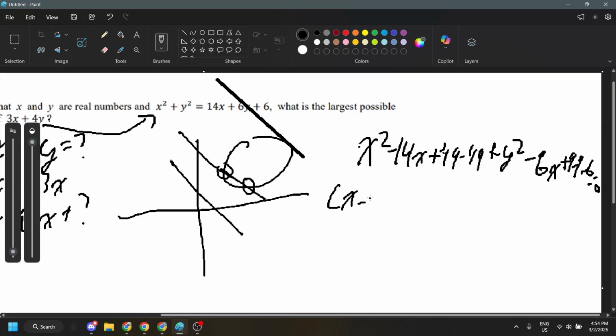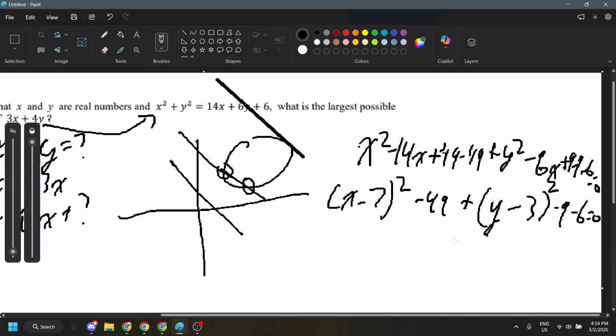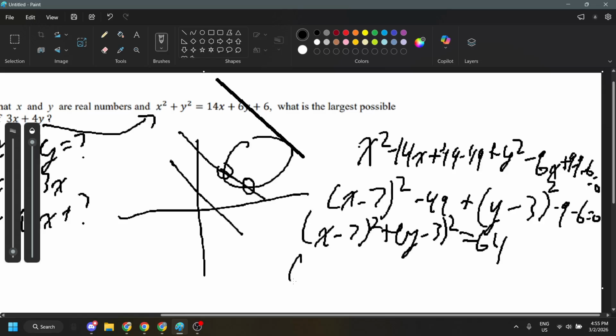So if we have (x minus 7) squared minus 49 plus (y minus 3) squared minus 9 minus 6 equal to 0, then (x minus 7) squared plus (y minus 3) squared. Then negative 49 minus 9 is negative 58, minus 6 is negative 64, so it's going to be equal to 64. So it's a circle at center (7, 3), and the radius is equal to 8.